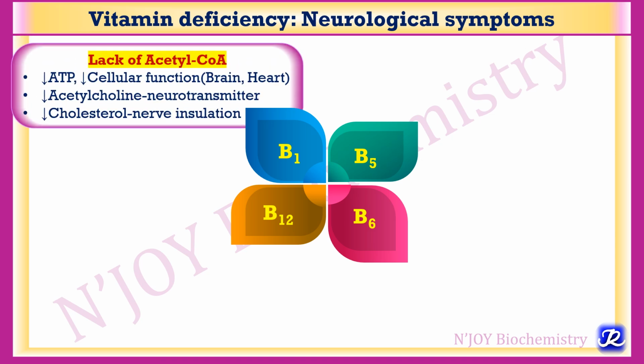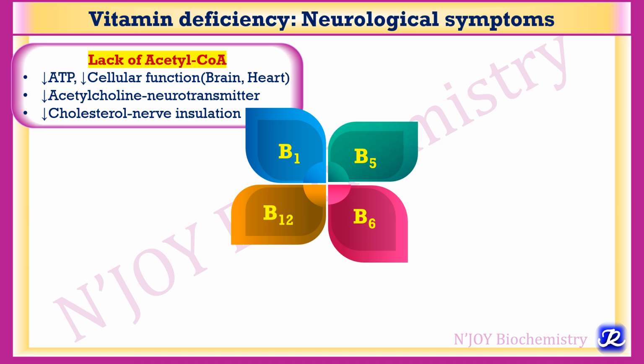In vitamin B1 deficiency, there is a lack of acetyl-CoA because thiamine, that is thiamine pyrophosphate, is required for formation of acetyl-CoA from pyruvate. If there is a lack of acetyl-CoA, there will be decreased ATP formation, because acetyl-CoA is oxidized through the TCA cycle, and further through the electron transport chain we get energy. If there is decreased ATP, there will be decreased cellular function, for example of the brain and heart. Also, the formation of acetylcholine, which is a neurotransmitter, requires acetyl-CoA. Then formation of cholesterol, which is important for nerve insulation, also requires acetyl-CoA.